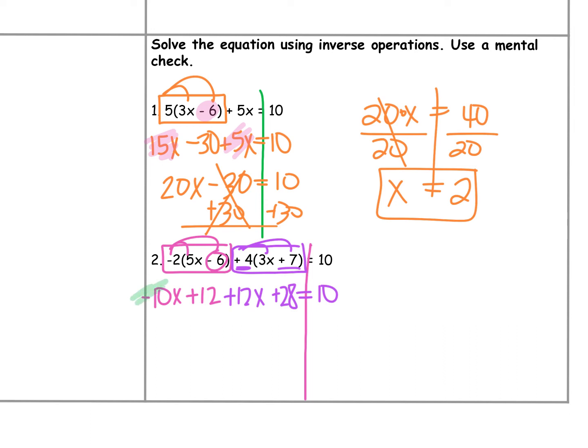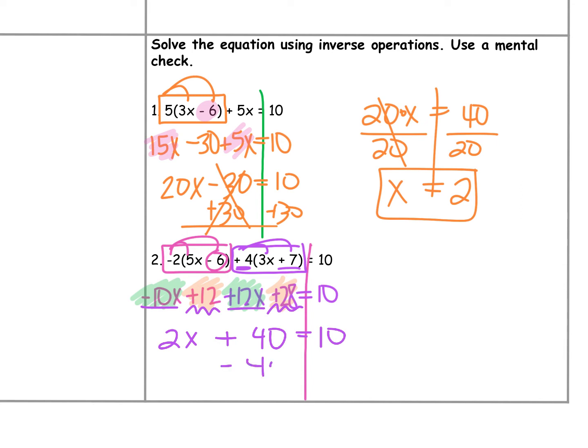Now think about what I'm going to put together. I have x's that go together, and I have numbers. I have just standalone numbers. So my x's, I have a negative 10 plus 12, I know is 2x. And then my numbers, I have 12 plus 28, which if I do my math correct is 40, and I still have it equal to 10.